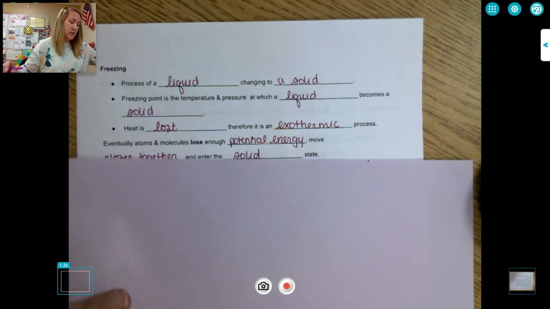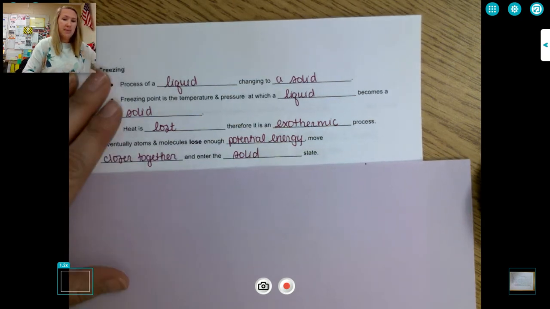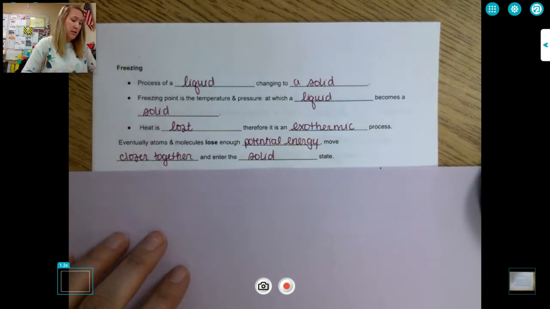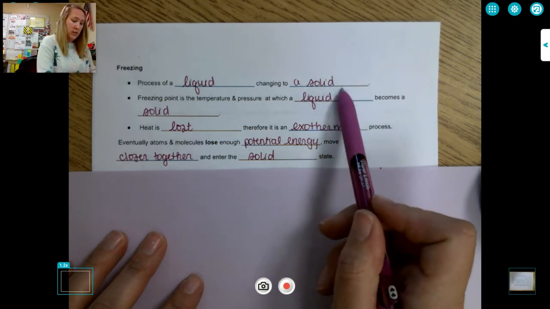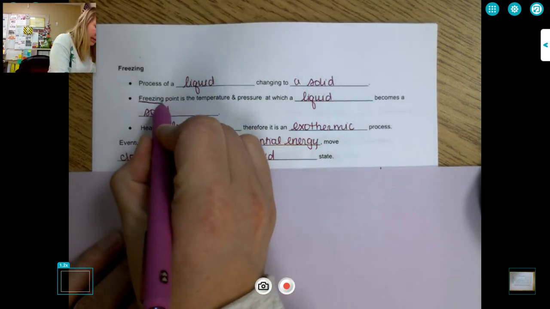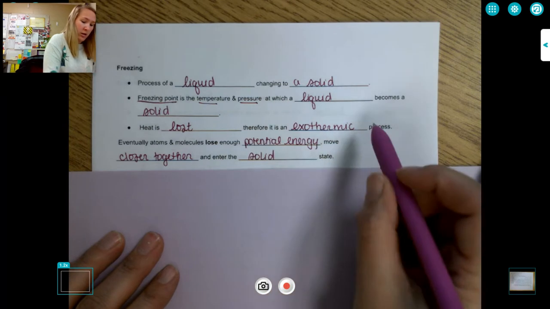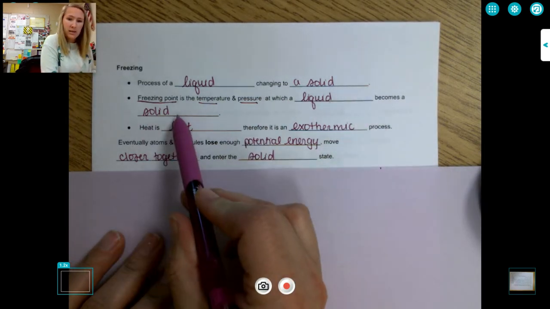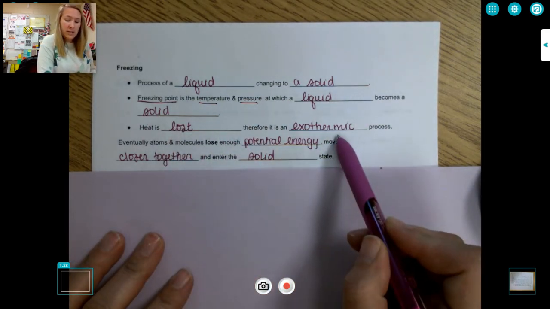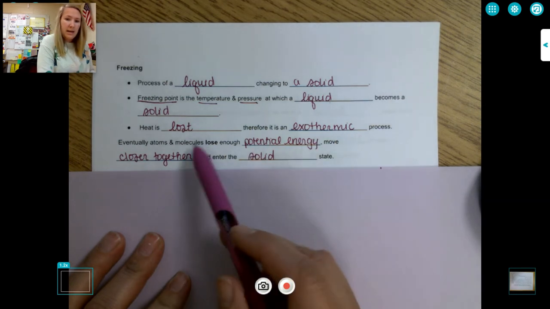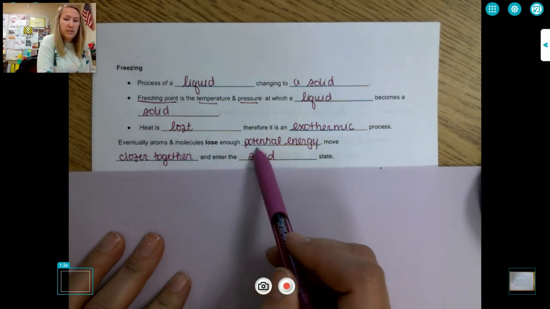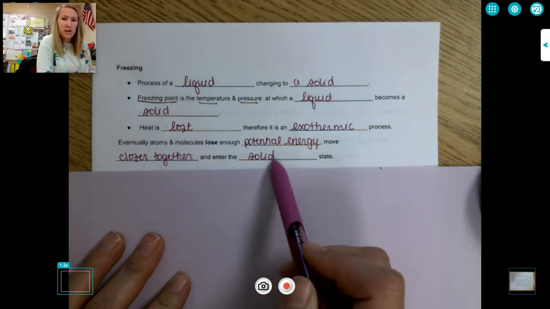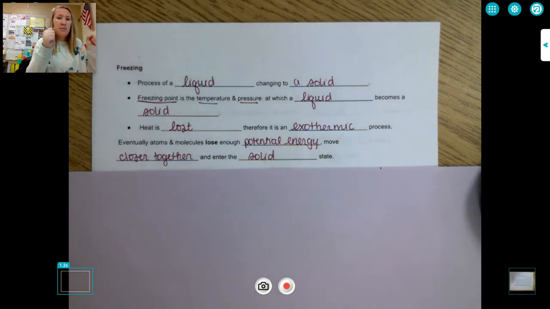Our next one is freezing. Freezing is the opposite of melting. Here, it's a process of a liquid changing to a solid. Freezing point is the temperature and pressure at which a liquid becomes a solid. Heat is lost, therefore it's an exothermic process, and eventually atoms and molecules lose enough potential energy to move closer together and enter the solid state. So my molecules are slip and sliding apart. They eventually get closer and closer together until they start vibrating in place, and that's when they become a solid.